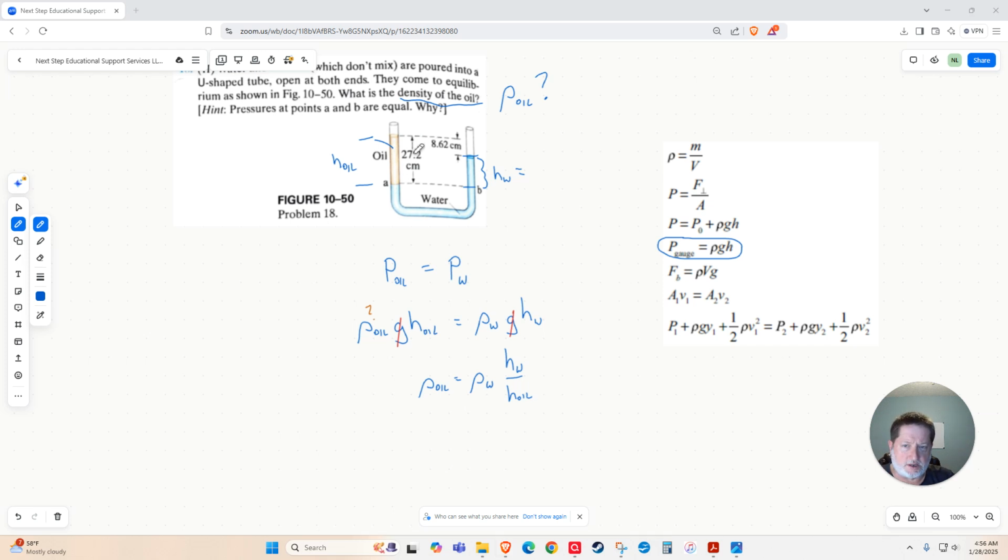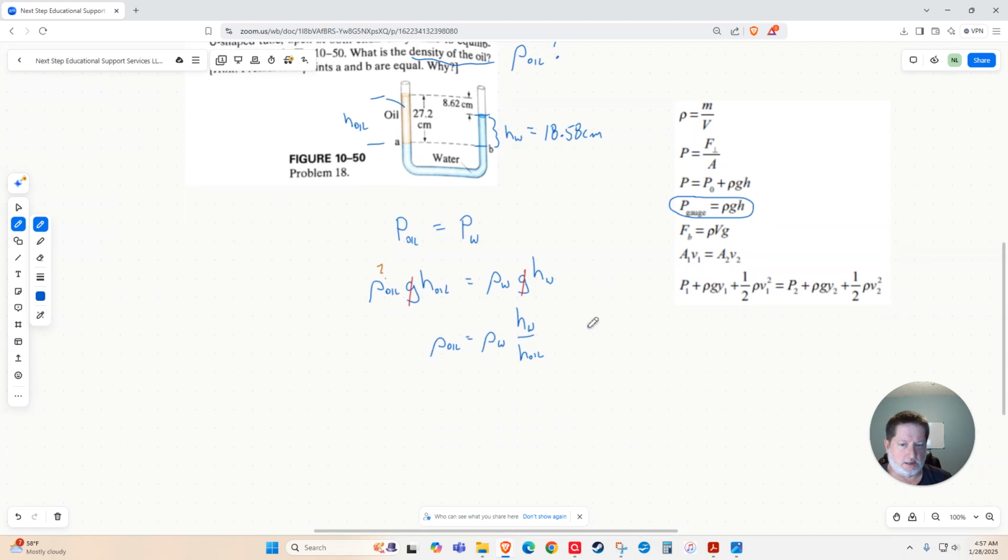The 27.2 centimeters of this entire height here, minus this difference of 8.62 centimeters there, should leave you with 18.58 centimeters. Just with a little segment addition from geometry. Now, maybe tempting to do some conversions here because these are not SI units. But notice I have a ratio here, so as long as they're in the same unit, they will cancel. And I can live with that. So no unit conversion required.